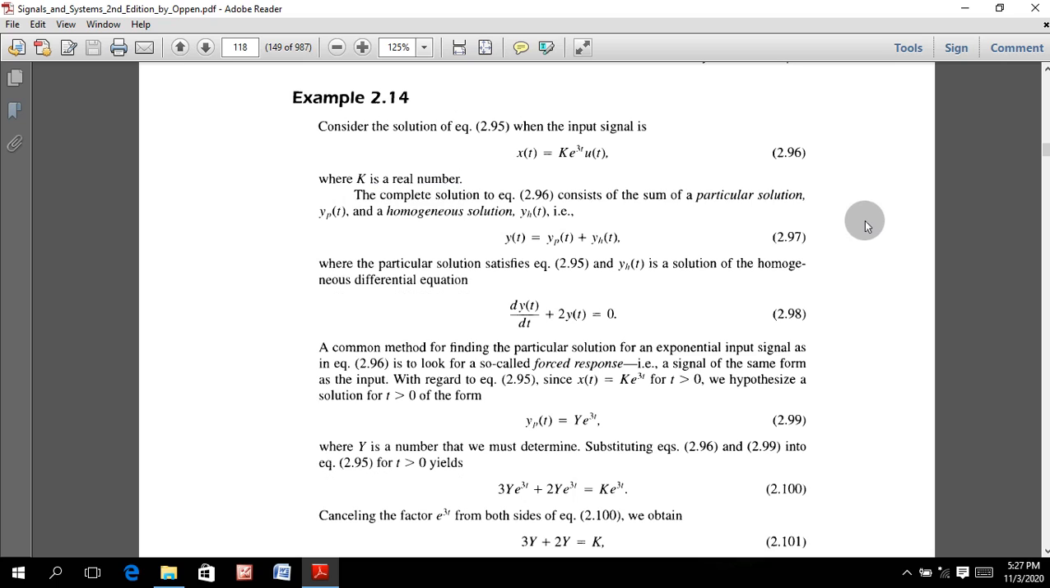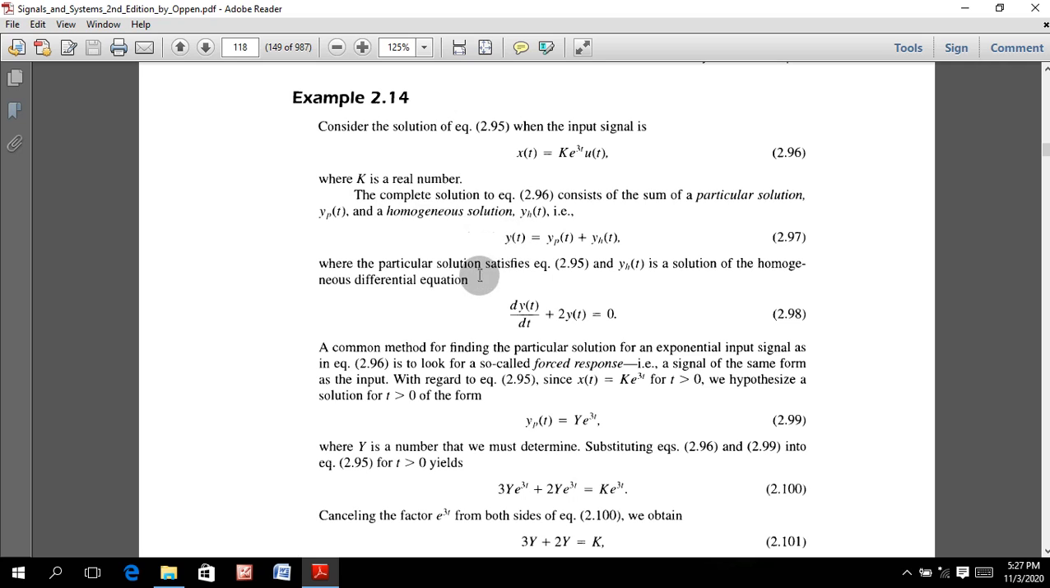You have already understood the differential equation in your previous semester, in your previous session, so we will jump into the solution for this input signal. A differential equation solution consists of two parts: a particular solution, written as y p of t, and a homogeneous solution, written as y h of t, with h for homogeneous.